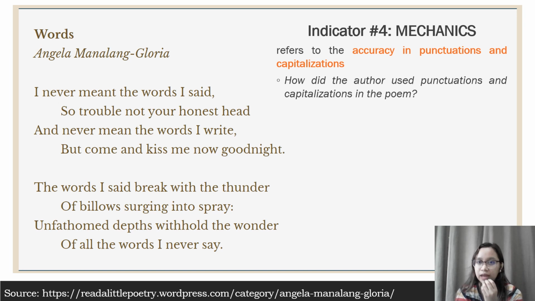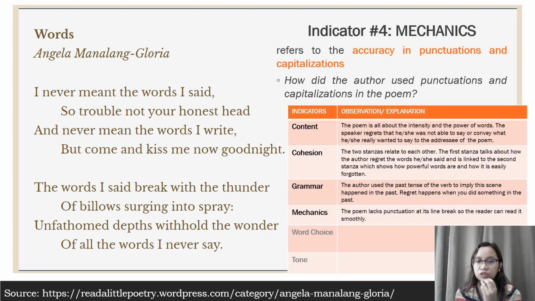Indicator 4 is mechanics, so it refers to the accuracy in punctuations and capitalizations. How did the author use punctuations and capitalizations? Did the author write correctly the punctuation and capitalization? It says here the poem lacks punctuation at its line break, so the readers can read it smoothly. Ayan. Let's go to the next one.